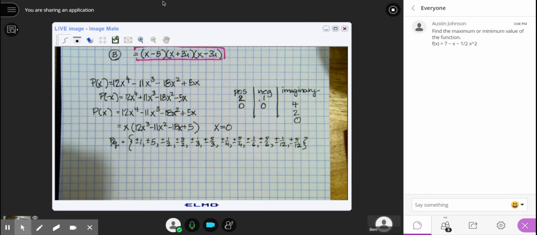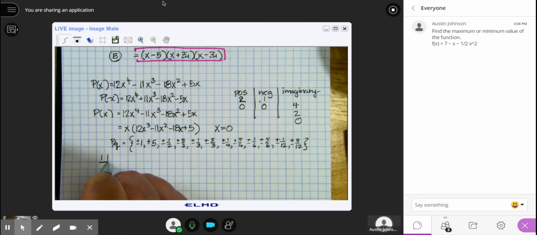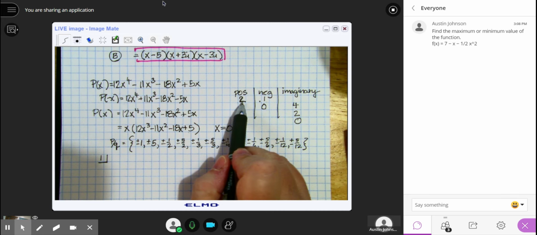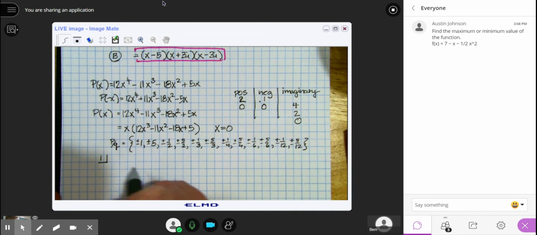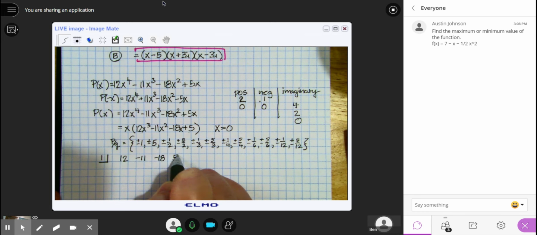Now, I would like to use synthetic division. And I'm going to try a 1. Would you prefer to try a positive 1 or a negative 1? Positive 1. Okay. It really doesn't matter. We're shooting in the dark. We're looking for 2 positive solutions and 1 negative solution. So if we do a positive 1, we've got a 12, a negative 11, a negative 18, and a 5.